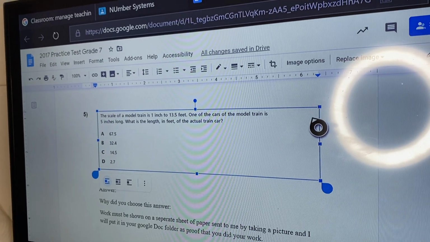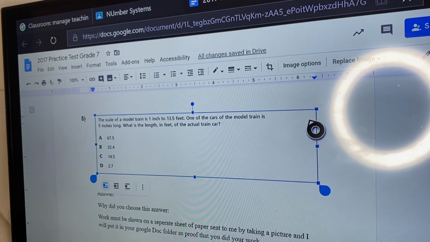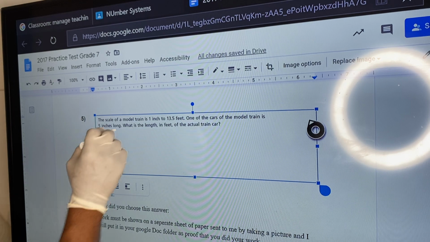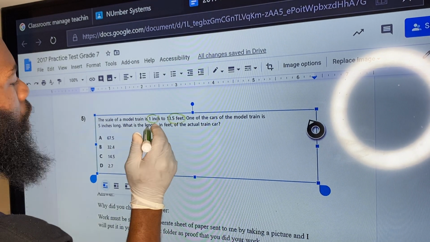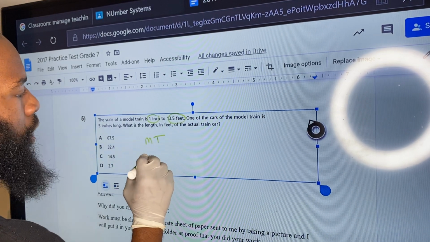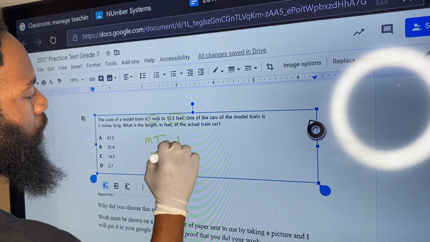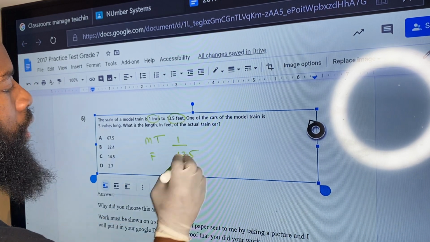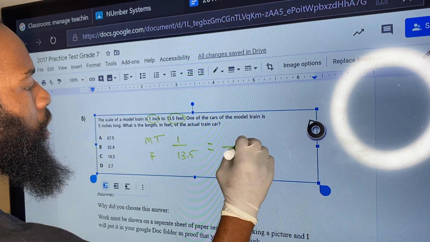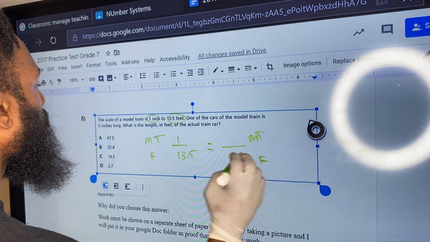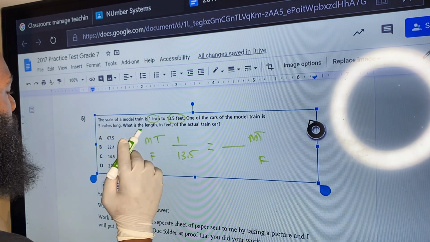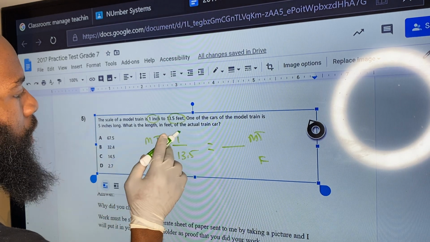Yes, you can. Good. The scale of a model train is 1 inch to 13.5 feet. So already it gives us a proportion, so I'll write that down. Model train, MT, and feet: 1 inch to 13.5 feet equals... One of the cars in the model train is 5 inches long. So I put another MT, model train, and feet. What is the length in feet of the actual train car?